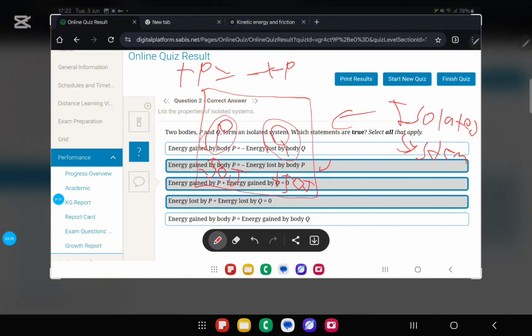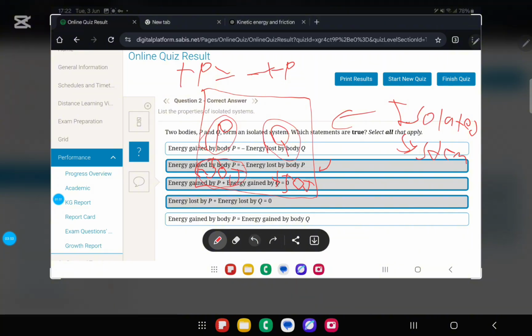This is conserving energy. In an isolated system, what does isolated system mean? It means no energy from outside leaves or enters, so the energy inside stays constant. It's not going to be more than 50 or less than that. Once they interact, P loses 50 joules and Q gains 50 joules. Q gains exactly what body P lost. So that's what isolated system means.